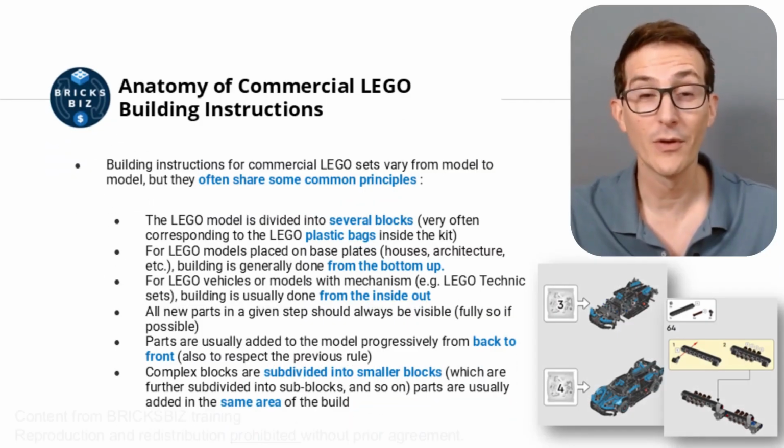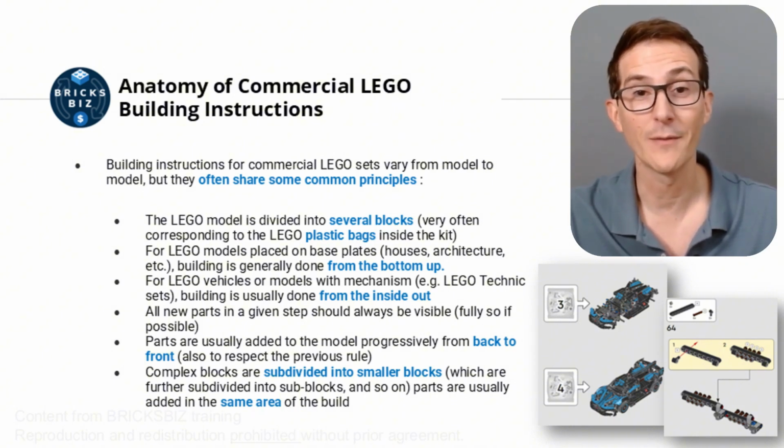Commercial LEGO kit building instructions differ from model to model, but they often share the same principles. First of all, LEGO models are generally built in several blocks. These blocks often correspond to the bags of parts inside LEGO boxes. For LEGO models built on bases, such as houses, architectural buildings, busts, or brickheads figures, the model is typically built bottom-up using real bricks.